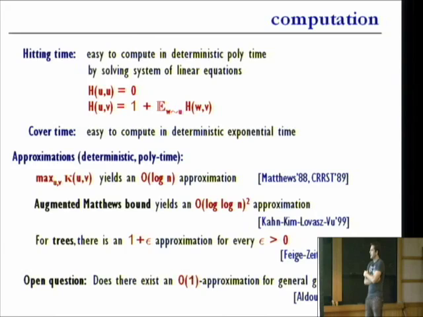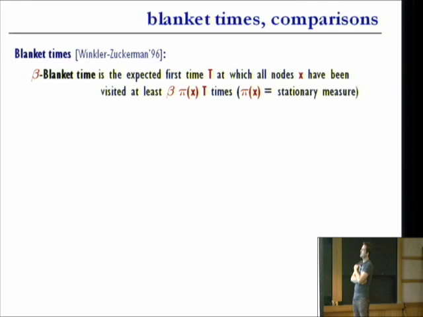So let me mention a couple more open questions in this arena that we'll tackle. Winkler and Zuckerman in 96 wrote this paper about something they called blanket times. The idea is that the cover time looks at how you run the random walk until every node has been visited at least once. For the blanket time, you want to run the random walk until every node has been visited about as many times as you expect it to be visited at stationarity.